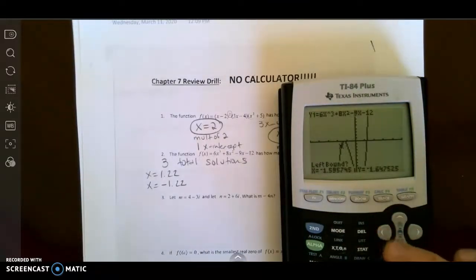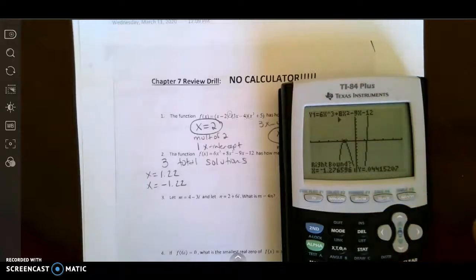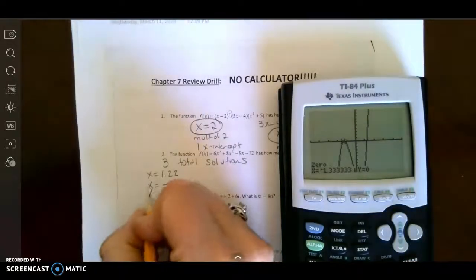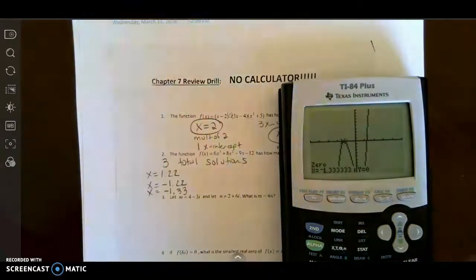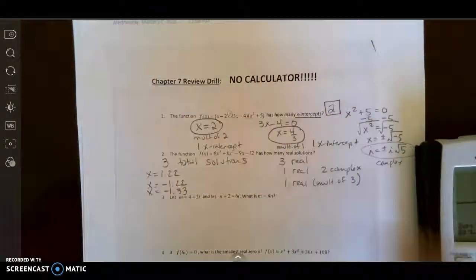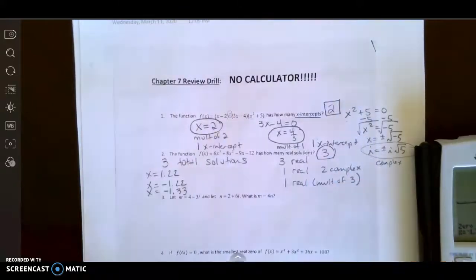okay, left and below, right and above. I know it's above because this right here is positive. And I get x equals negative 1.33. So I have how many real solutions? I have 3 real solutions.